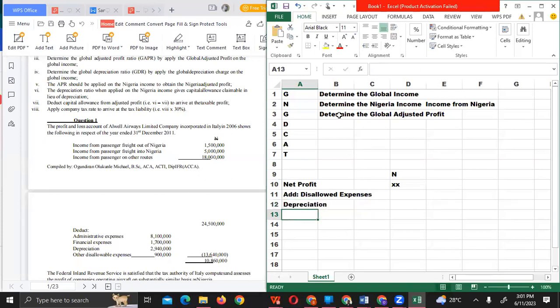It includes donations to unapproved bodies, etc. So these are examples of the disallowed expenses that we have. Don't worry, we will still solve an illustration. So you do this, and then you check if there is any non-taxable income, less non-taxable income, but that will not most times suffice in this case. So less non-taxable income, if any.